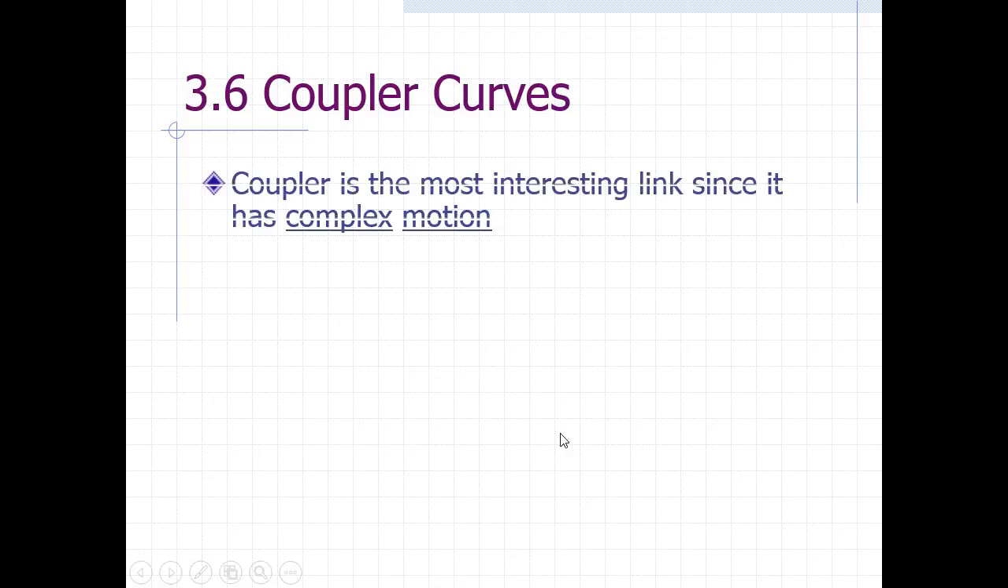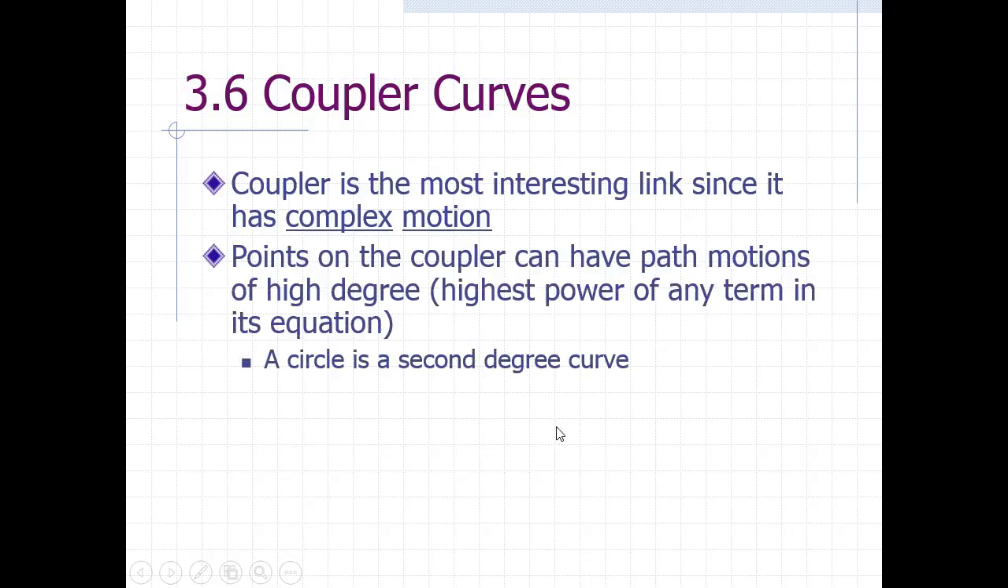Curves. The coupler is the most interesting link since it has complex motion. Points on the coupler can have path motions of high degree. By degree, we mean the highest power of any term in the equation. For example, a circle is a second-degree curve.